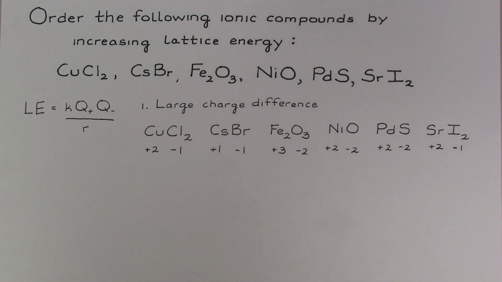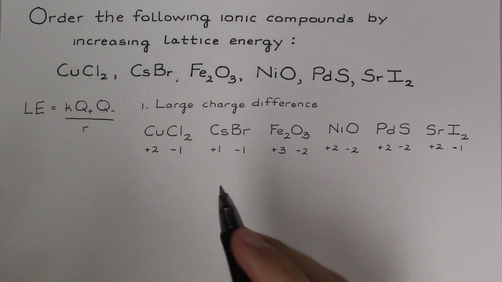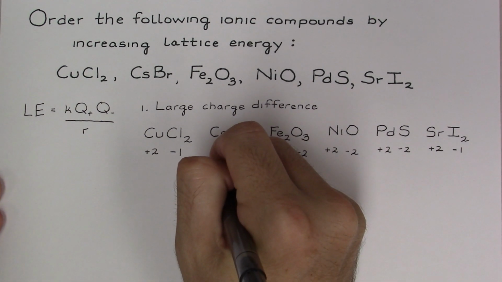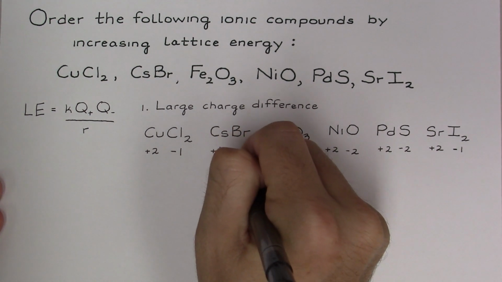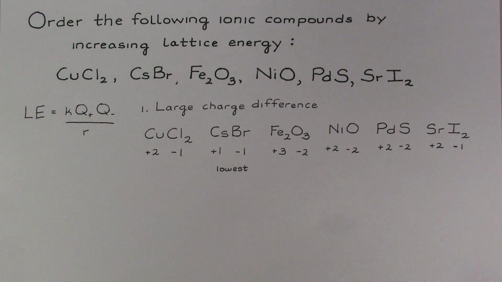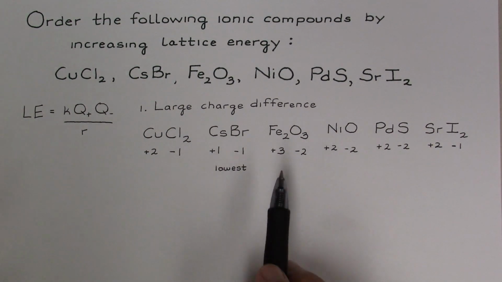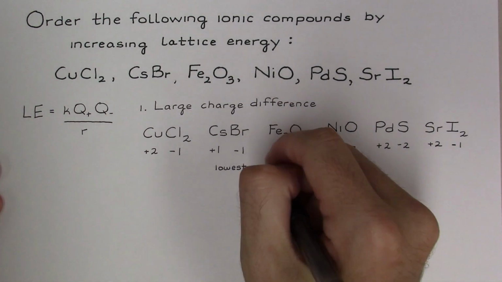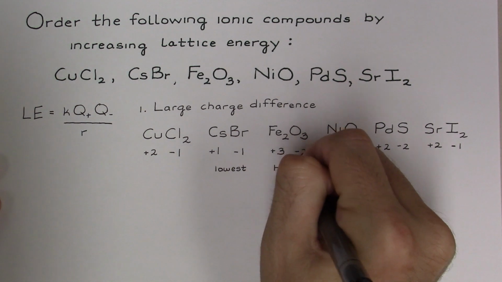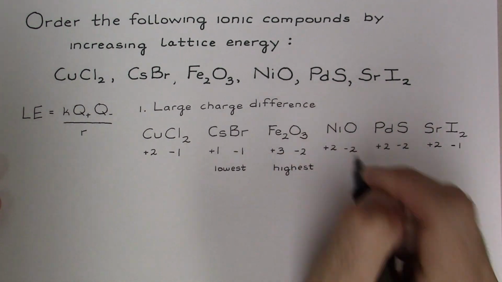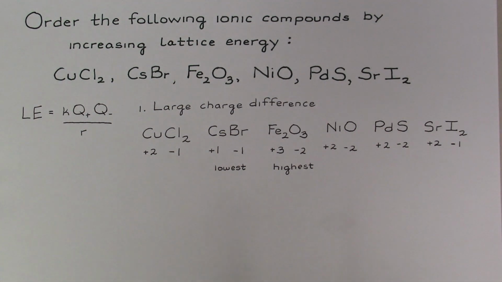Our smallest example here is our cesium bromide, which is +1, -1. This has the lowest charge difference. That means it will have the smallest numerator in our Coulomb's law, therefore giving us the lowest energy. So which one's our highest difference? You will notice that that is the iron 3 oxide, because it is +3, -2, which is a greater charge difference than anyone in the group. That must give us the biggest numerator and our largest lattice energy.